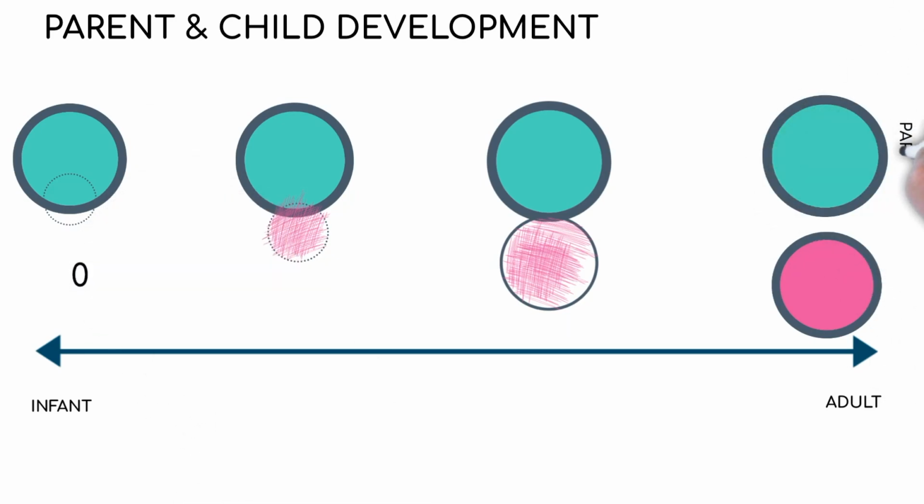Healthy teenage development is actually all about an active resistance to this fusion with the family unit. The rebelliousness of teenagers is all about finding an individual identity outside of the family.